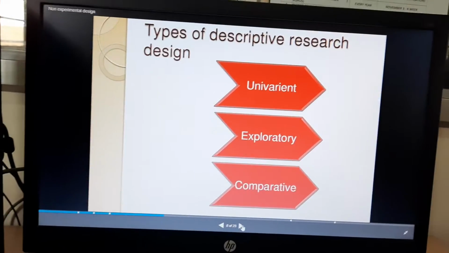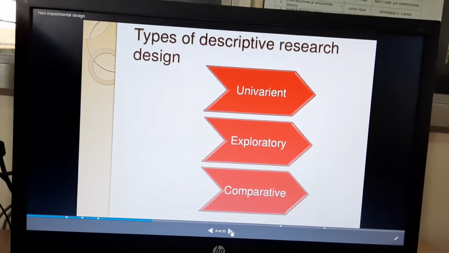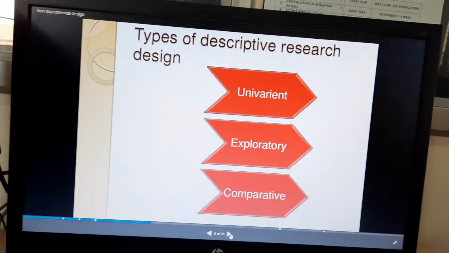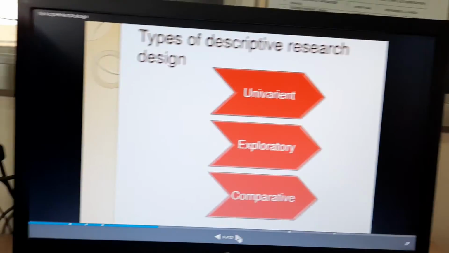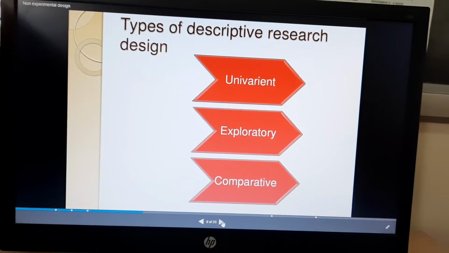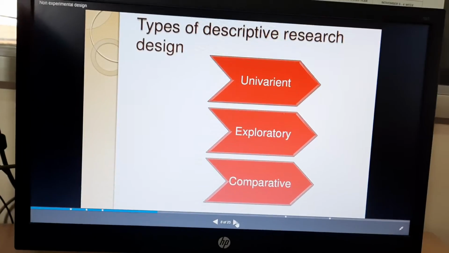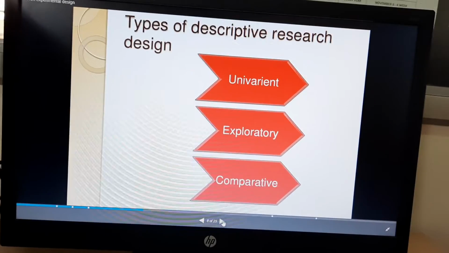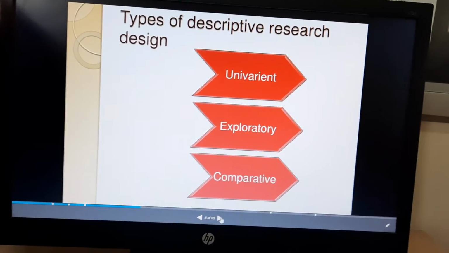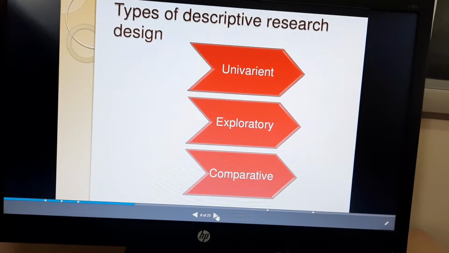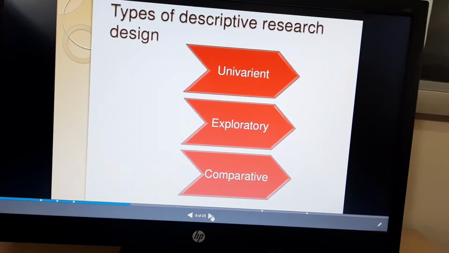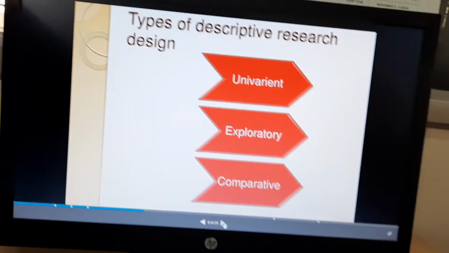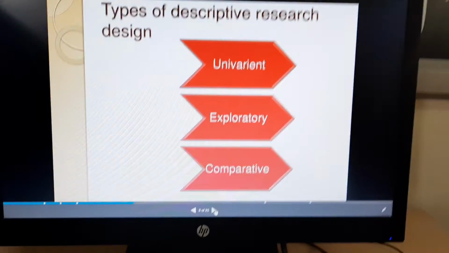Exploratory means we are exploring what they are following, and what advantages there are because of that. And comparative, where we are comparing ragi malt with jackfruit and groundnut candy. Which one is gaining iron capacity? That is what we are comparing.